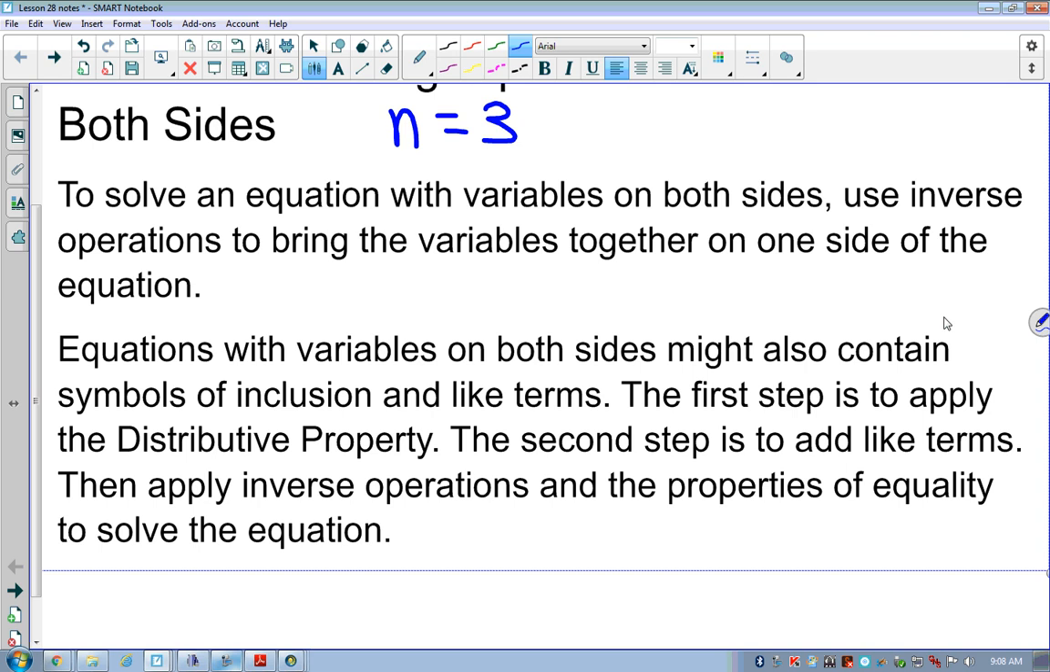Okay. The first step is to apply the distributive property if we need to. The second step is to add like terms, then apply inverse operations and the properties of equality to solve the equation. Basically what they're saying is this: if one side of the equation has things that still need to be done to it, we want to simplify both sides of the equation before we start moving things across. Does that make sense? All right, so simplify one or both sides, and then use inverse operations. Don't start using inverse operations if we haven't simplified yet. Okay?